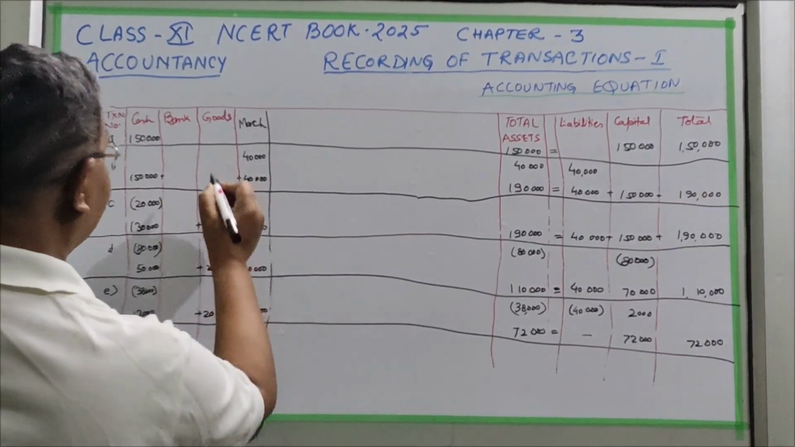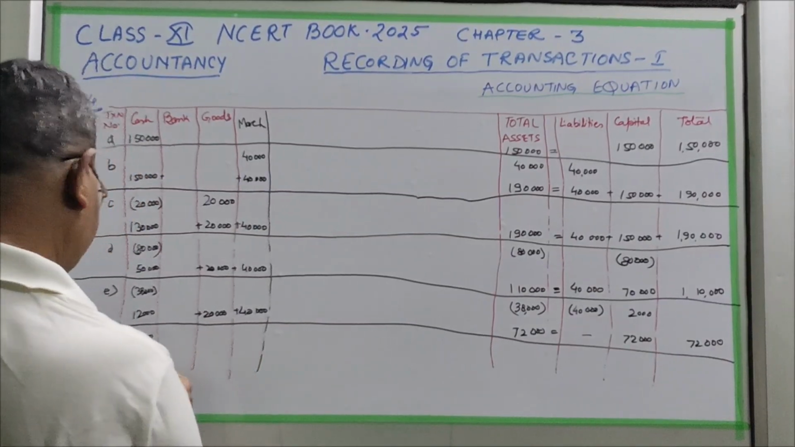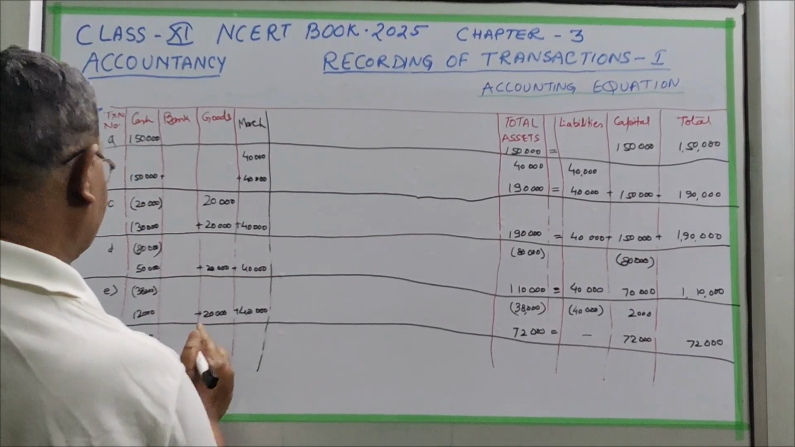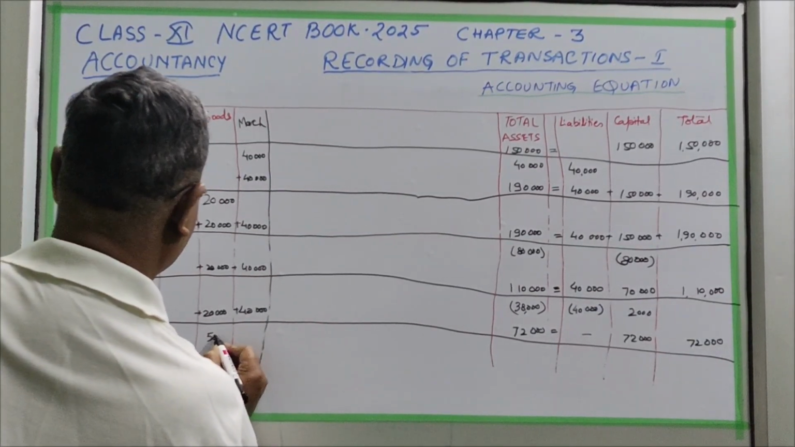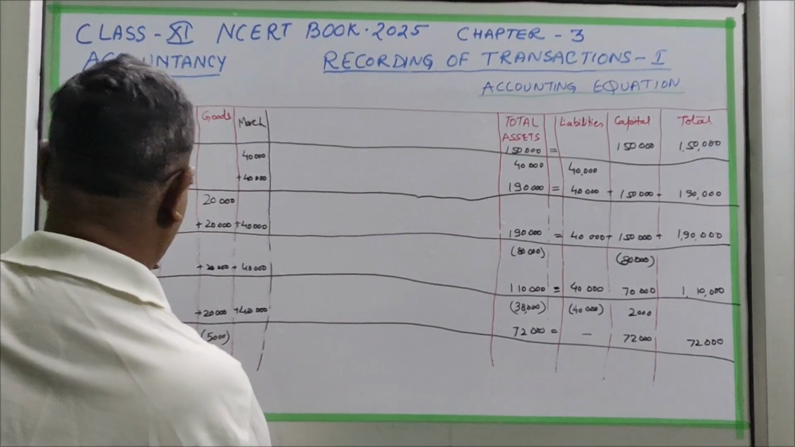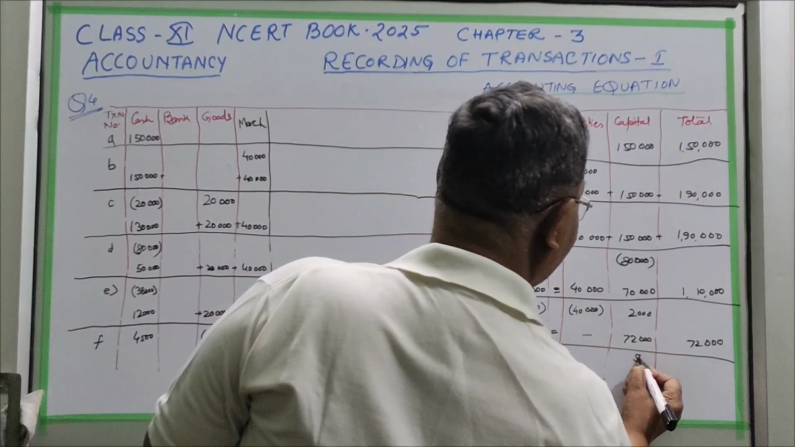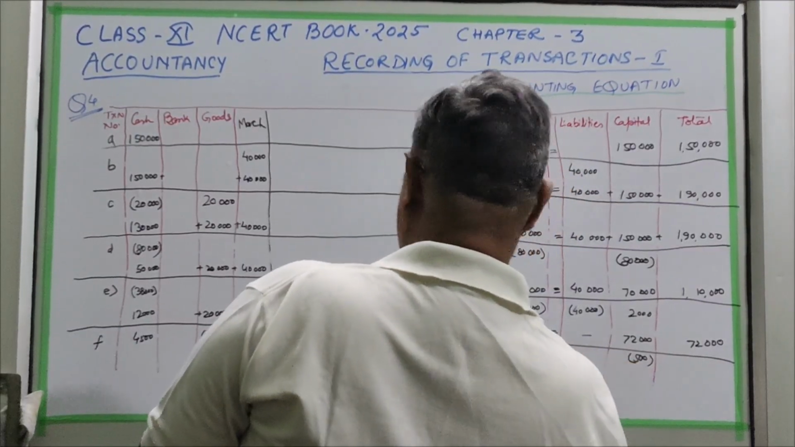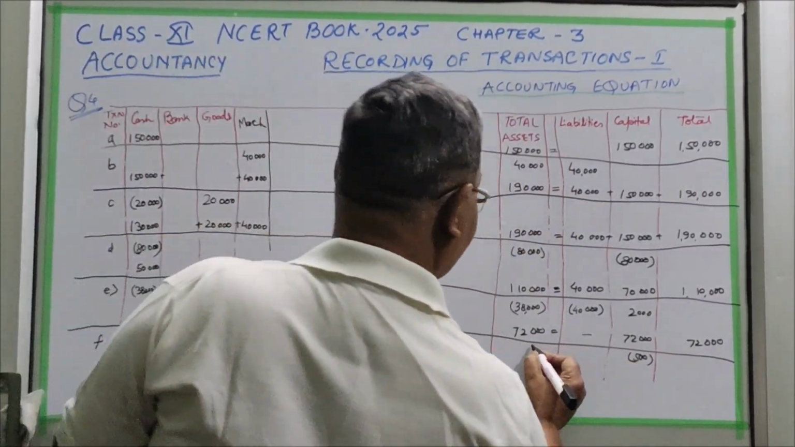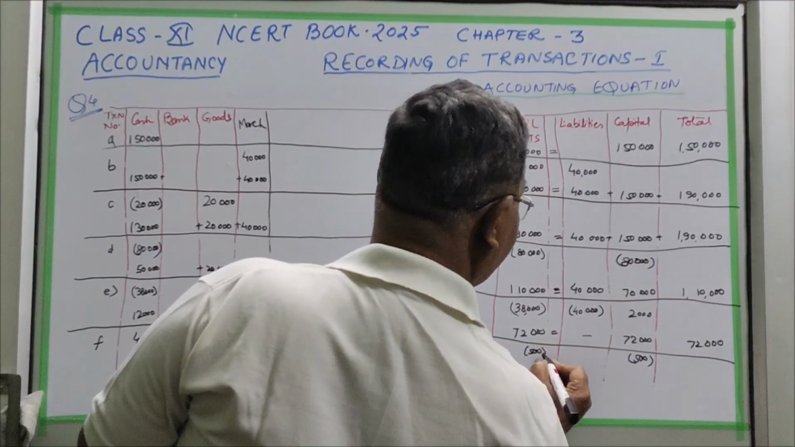So cash has come, but its price is 5,000. So 5,000 rupees will reduce here. It means 500 rupees you are losing. So your capital will reduce by 500 rupees. And the position is here 500 rupees will reduce.